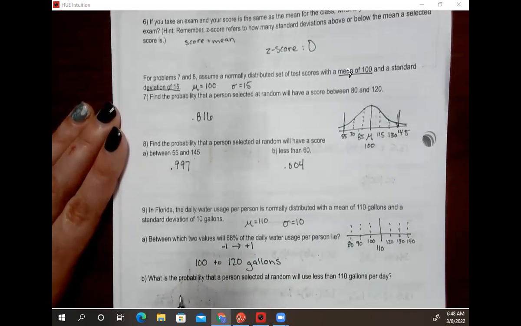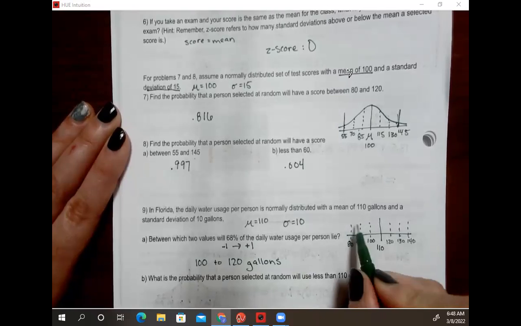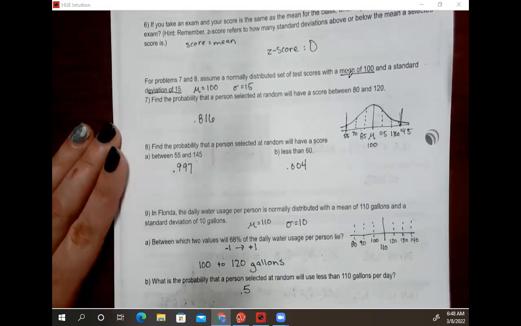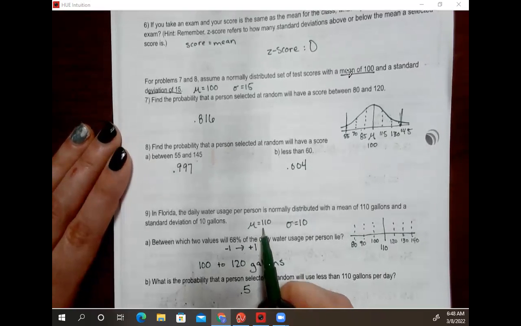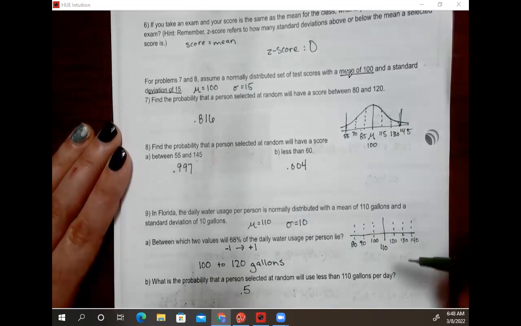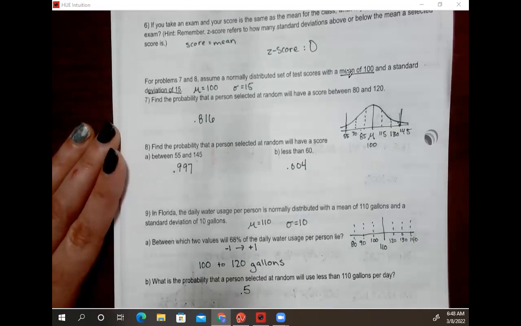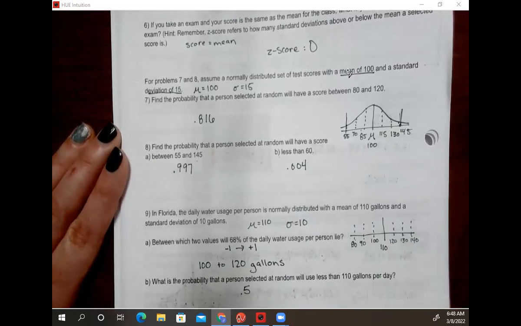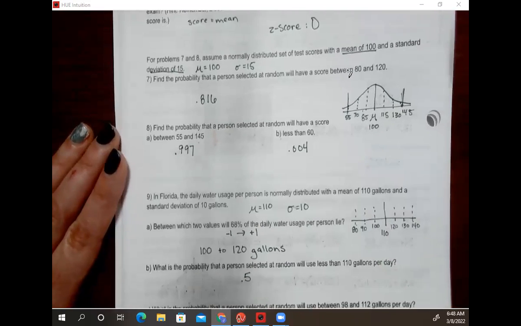For part B, what is the probability that a person selected at random will use less than 110 gallons every day? So less than here, that should be about 50%, 0.5 for probability. If I wanted to do this on my calculator, I would use the mean and standard deviation we were given. I would use the default lower bound in the calculator, and I would use 110 as my upper limit. Since we're dealing with values that land right on those standard deviation lines for this one, I'm going to use those percentages from our table.